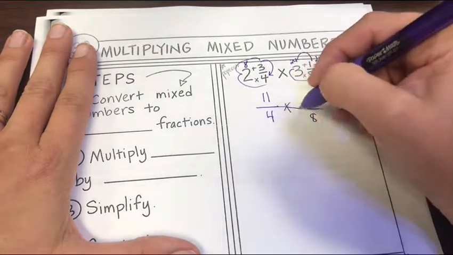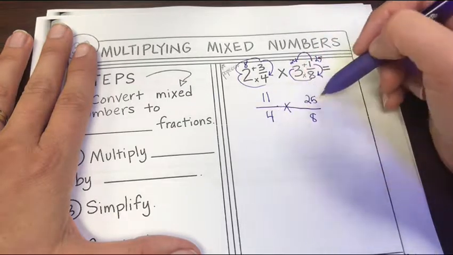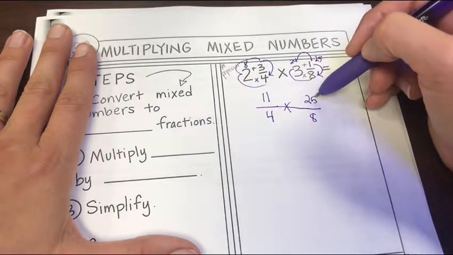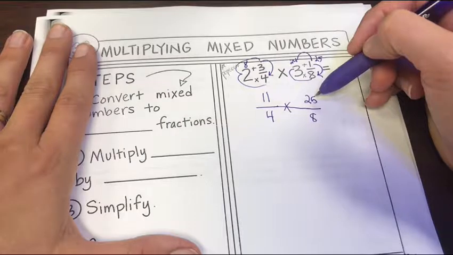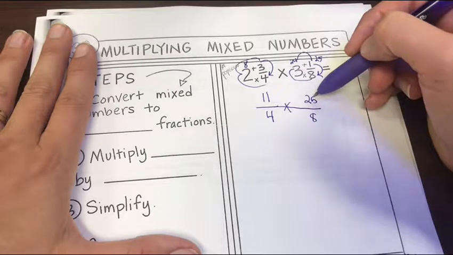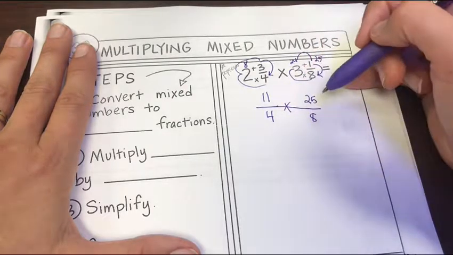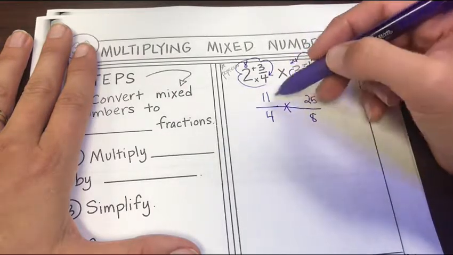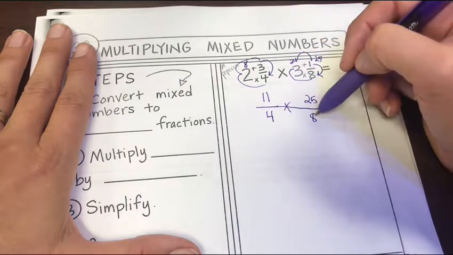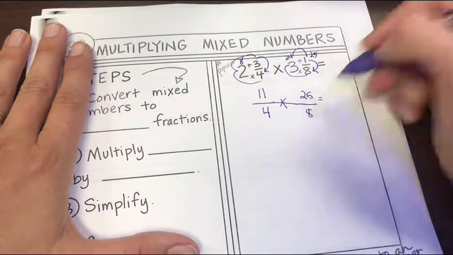So we can try to cross cancel here, but when we look at 4 and 25, they don't really share any factors besides 1. We could try 2, but 2 won't go into 25. We could try 5, but 5 won't go into 4 evenly. Same thing with 8 and 11. The only factor they share is 1. So it's as simple as we can get it.